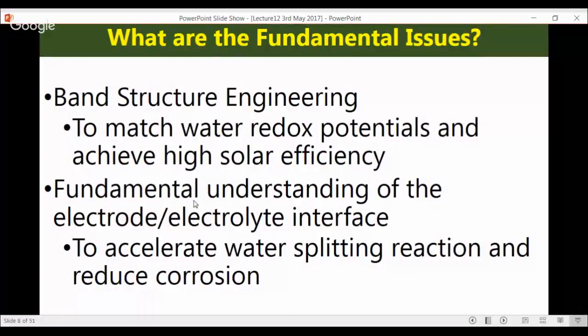Then we have also gained a fundamental understanding of the electrode-electrolyte interface. We have already seen that the electrode-electrolyte interface can give rise to some barrier. This barrier can be of two types. We will not worry about it: ohmic type and the Schottky barrier. And the charge transfer at the barrier is what is controlling the thing. So when we try to increase the charge transfer, the photocorrosion can occur. Therefore we have to reduce the corrosion and increase the water splitting reaction.